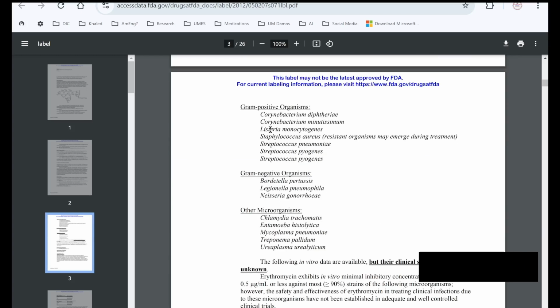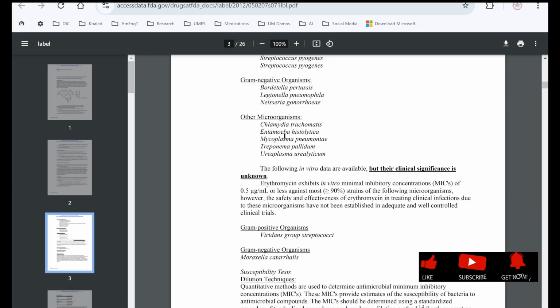bacteria covered by erythromycin. We have Listeria, Staphylococcus, Streptococcus, Legionella, Neisseria, Chlamydia, Entamoeba histolytica, and Mycoplasma. A lot of coverage there.